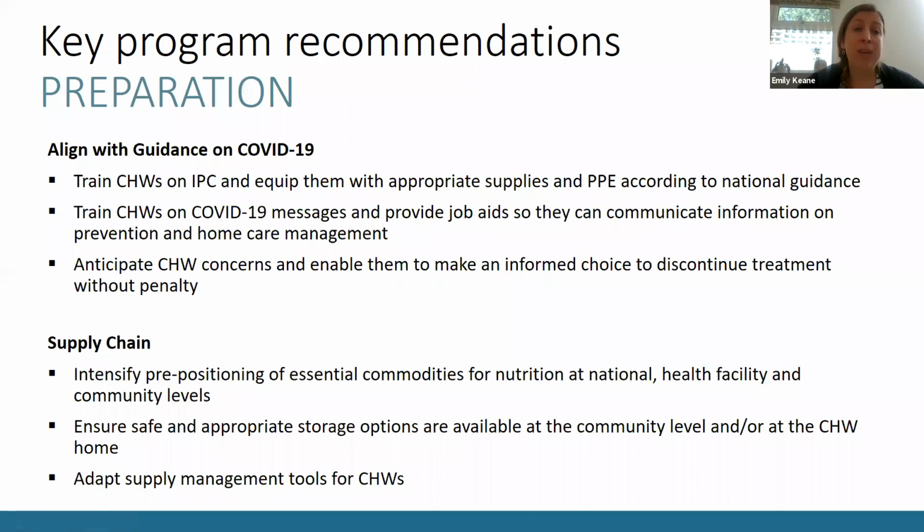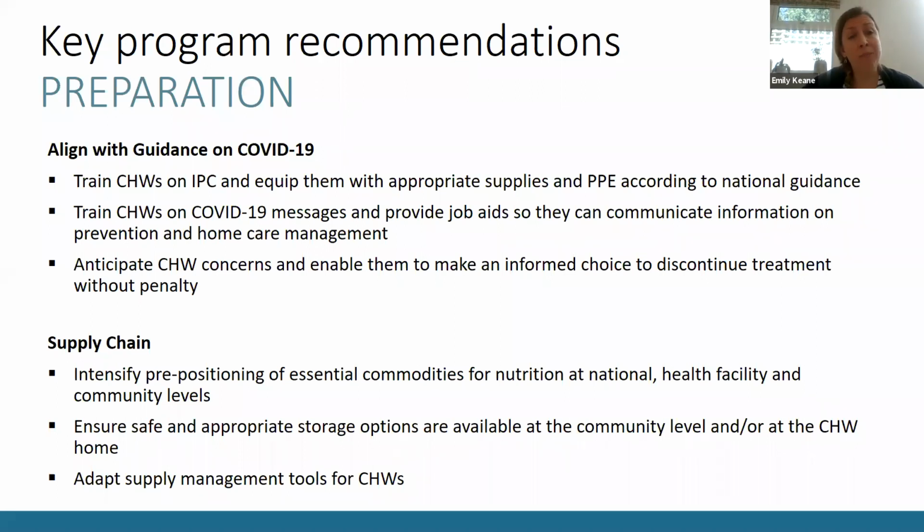Yeah, so again, building on this point around having coherence and ensuring safety, both for community health workers and caregivers and children, it's really important that we align with guidance on COVID prevention and control measures. Some things to consider here would be IPC measures that are in place, and ensuring that community health workers are equipped with the appropriate PPE and trained in that national guidance as well. Also equipping community health workers with key messages on COVID-19 so that they can help prevent but also manage COVID, and they know what the key actions are.